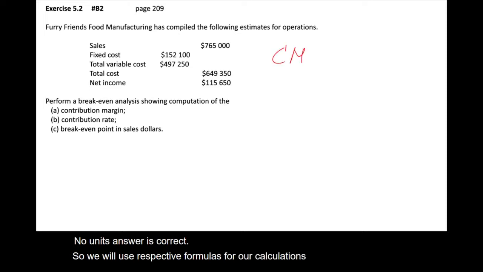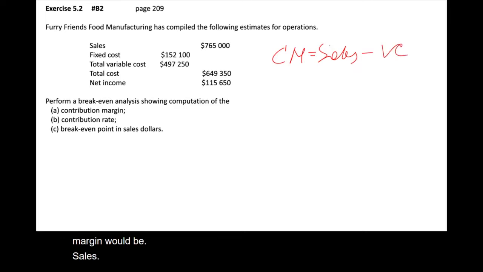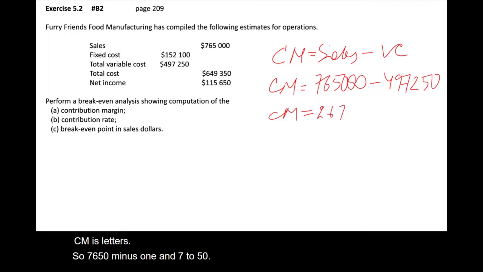And contribution margin would be sales minus VC. So contribution margin is 765,000 minus 497,250. CM is, let me see, 765,000 minus 497,250, 267,750.